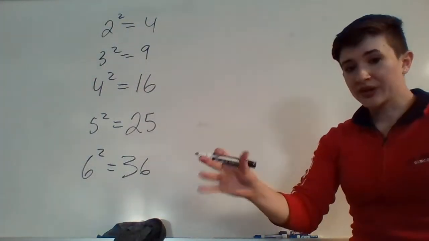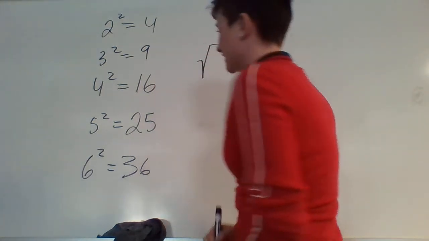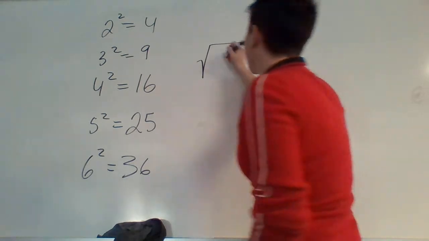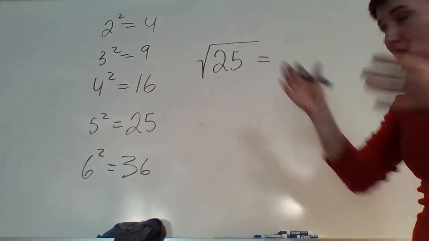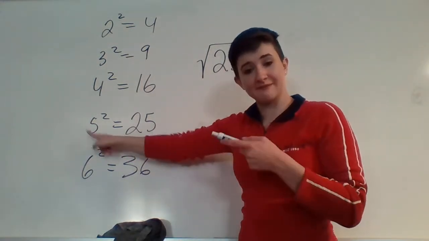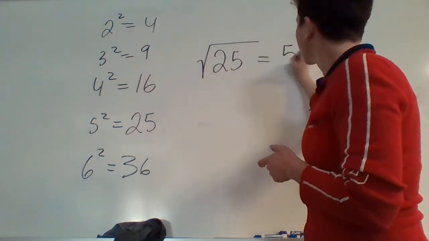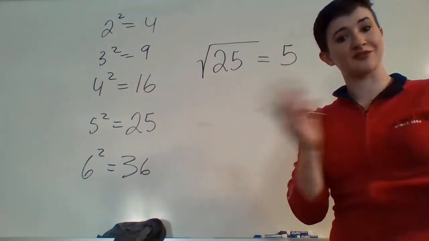So what we do is we take what hopefully you've memorized, and I'm going to say, what is the square root of 25? You go over to your list of perfect squares, you scroll down to 25. What was the original base? 5. And we've undone that square. We're just left with what we had originally, which is 5.